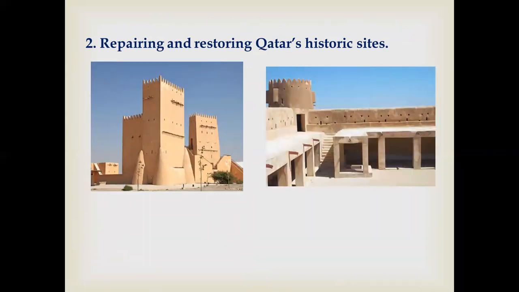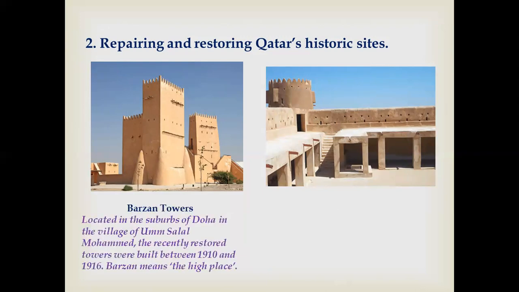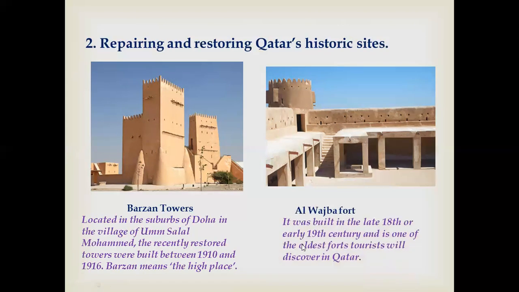First one is Barzan Tower. It is located in the suburbs of Doha in the village of Umm Salal Mohammed. The recently restored towers were built between 1910 and 1916. And when you say Barzan, it means the high place. So 1910 to 1916, if you subtract from the year today, it's more than 100 years already.